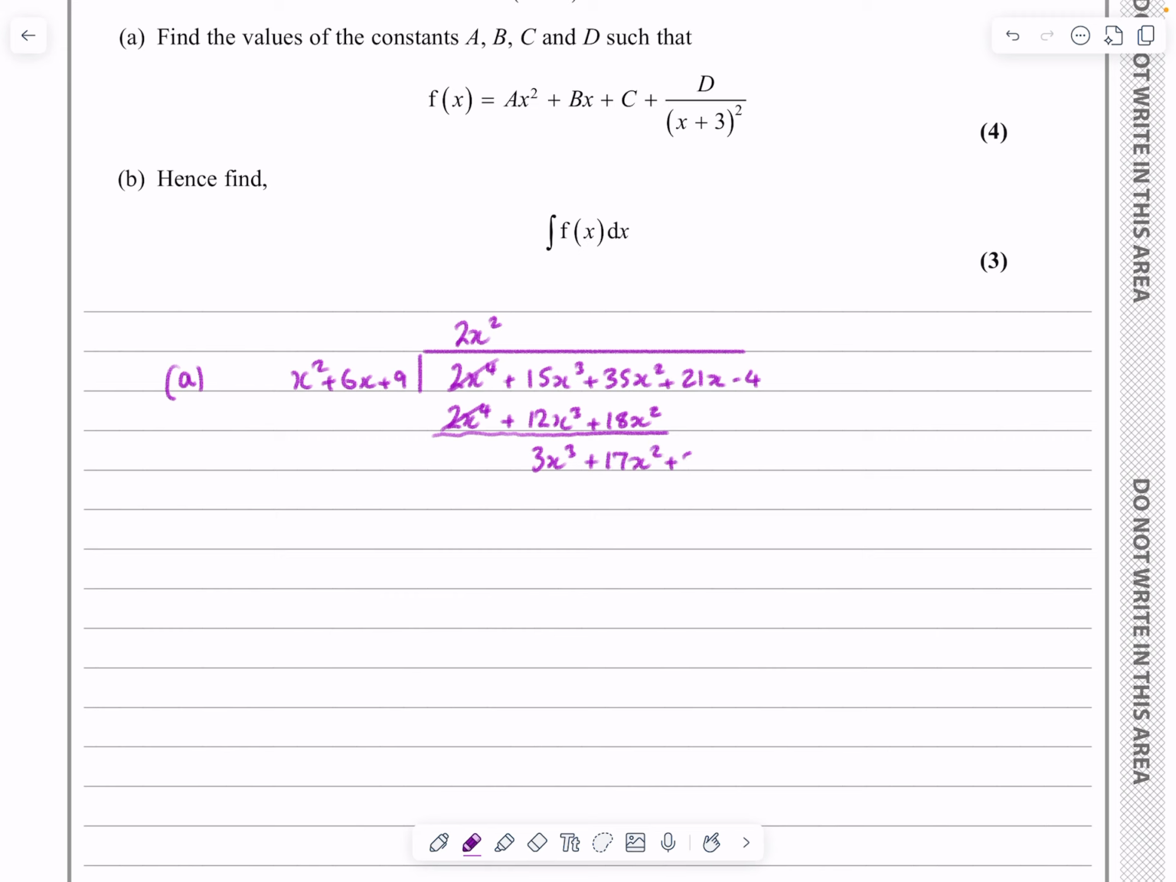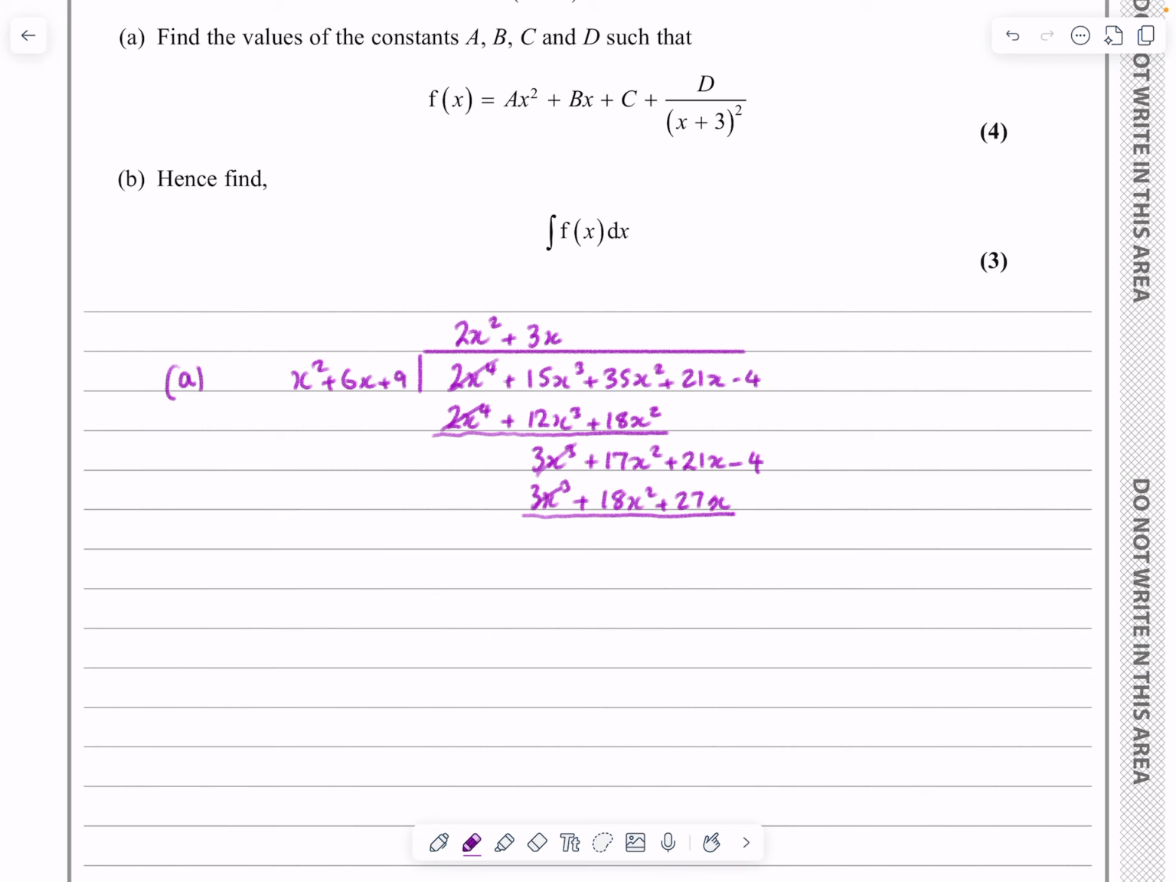And then when I've got that far, just bring down the 21x, bring down the minus 4, and now I just simply repeat that process. This time, how many times does x squared go into 3x cubed? Well, it goes in 3x times. Now what we should find here is that these are getting one smaller each time in terms of the powers, or at least getting smaller. So 3x multiplied now by x squared plus 6x plus 9, I'm just repeating the process, is going to give me 3x cubed, they're going to cancel in a minute, plus 18x squared, plus 27x, and then just like last time, I'm going to take them away from each other.